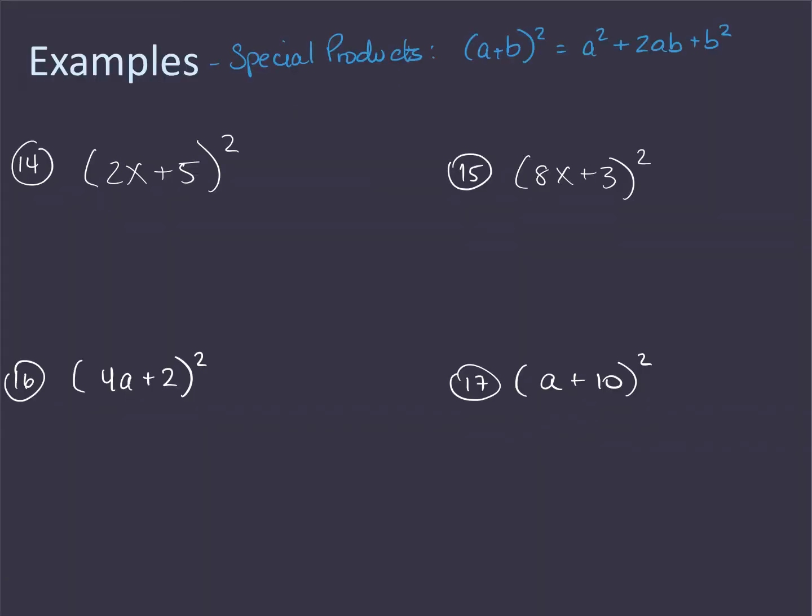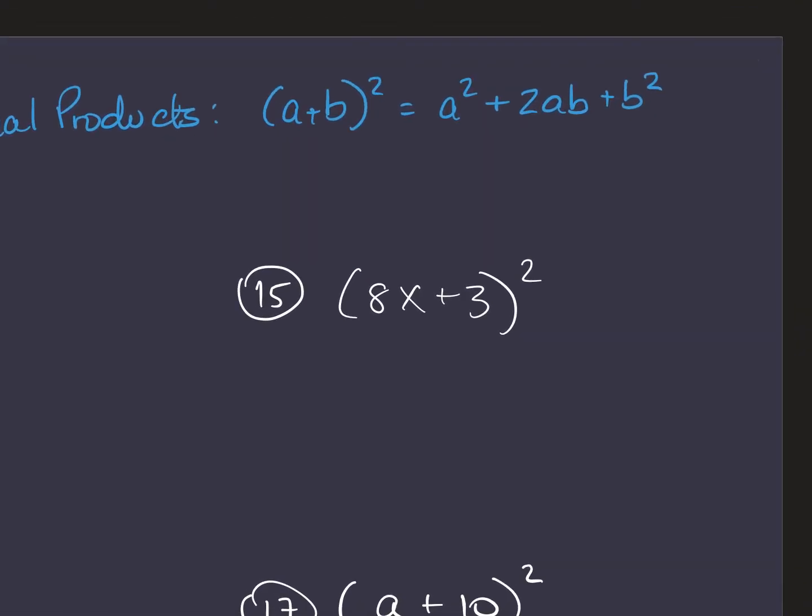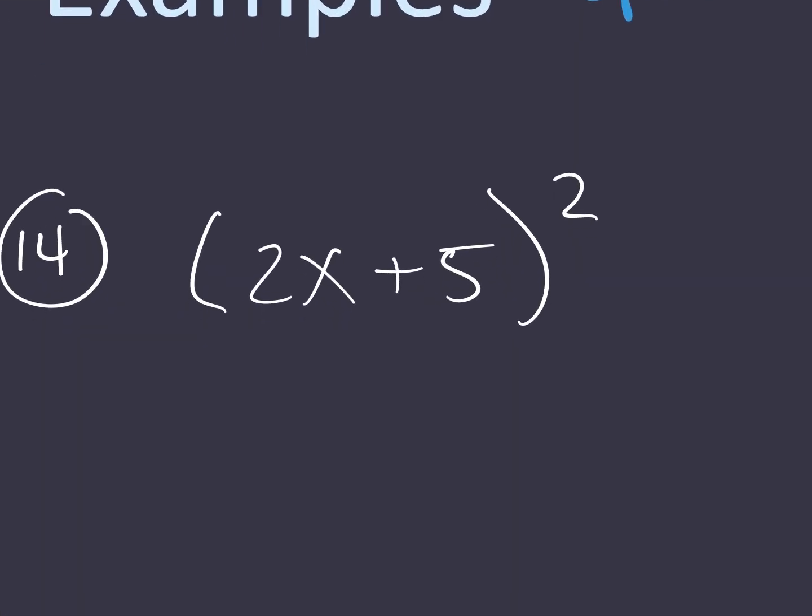Our next special product that we're going to practice is when we have a plus b squared. So it'll look like this one. We use this as a shortcut. So we could FOIL it out because it's like a plus b times a plus b, because squared means we multiply it by itself. Or we could just use this shortcut. So in the shortcut, it is a squared plus 2ab plus b squared. So I just rewrote it.